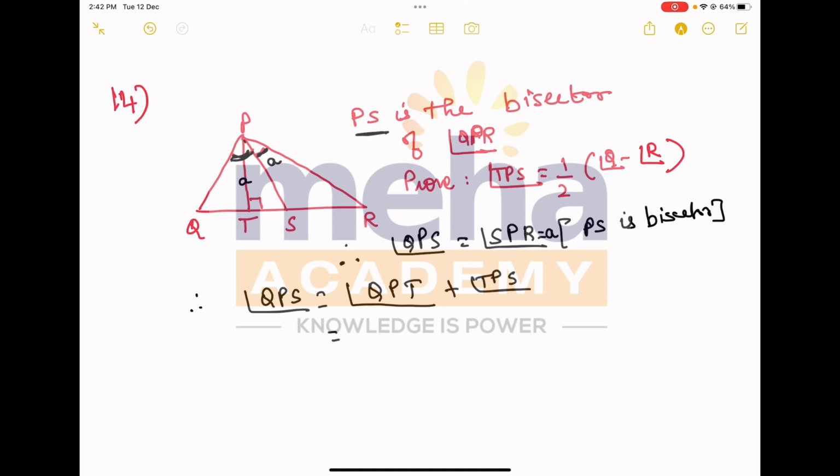Then let us assume TPS is X. If TPS is X and QPS, we know, is A, therefore angle QPT we can find out. So angle QPT will be equal to A minus X. So, this is the next finding.